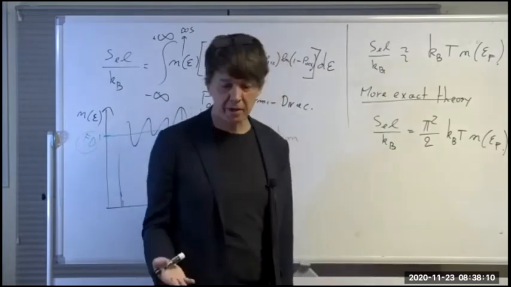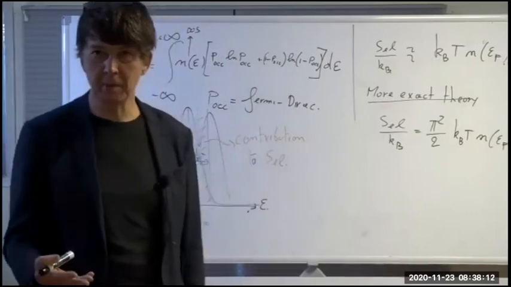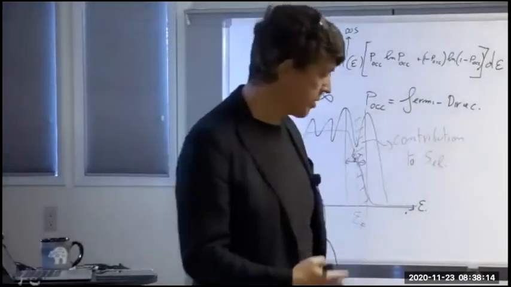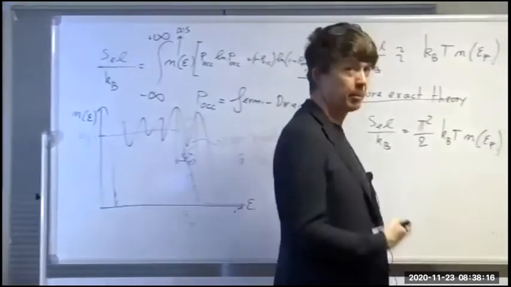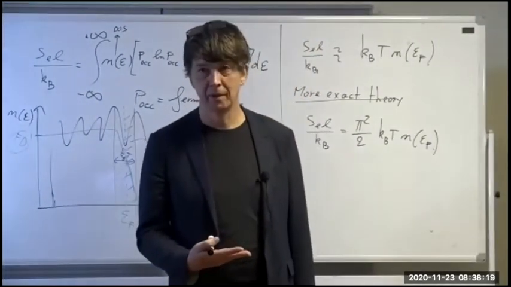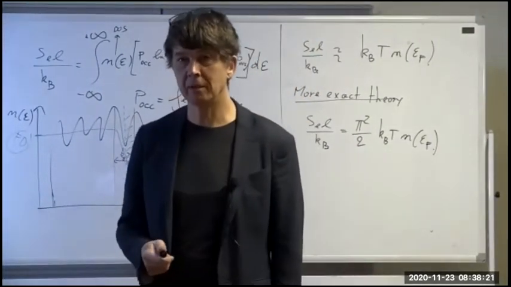If electrons were not fermions, let's dream up some imaginary world. If electrons were not fermions, but let's say electrons were bosons, then what would the entropy be?